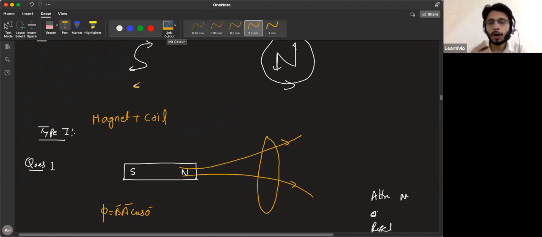Good, Nabil. You have EMF only if flux changes. If flux is not changing, then you don't have EMF. For EMF, change of flux is important. So if this magnet is stationary, there is no induced EMF.